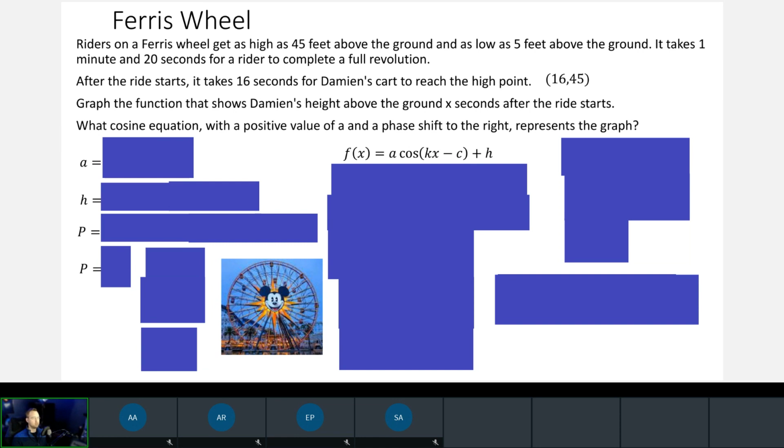After the ride starts, it takes 16 seconds for Damien's car to reach the high points, which is... Oops, I should have covered that up. Yeah, 16 comma. Oh, man, why did I? We're going to pretend that's not there. I did not mean to show that yet.